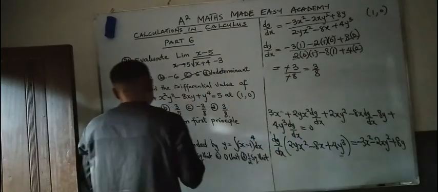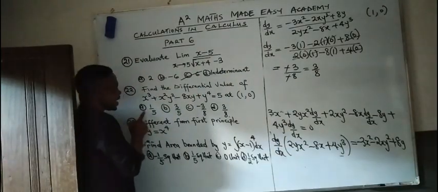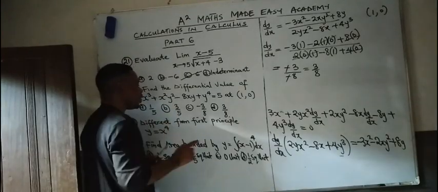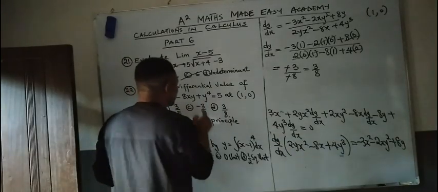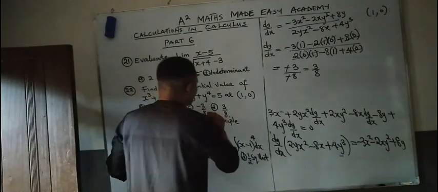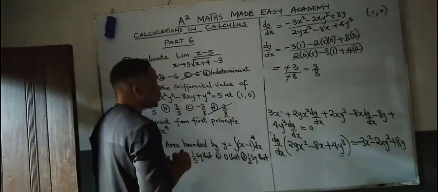Can we now observe the options? Option A says 1 over 5. No. Option B says 3 over 5. No. Option C says minus 3 over 8. No. Then option D says 3 over 8. So which means the correct answer is option D. Are you with me now?